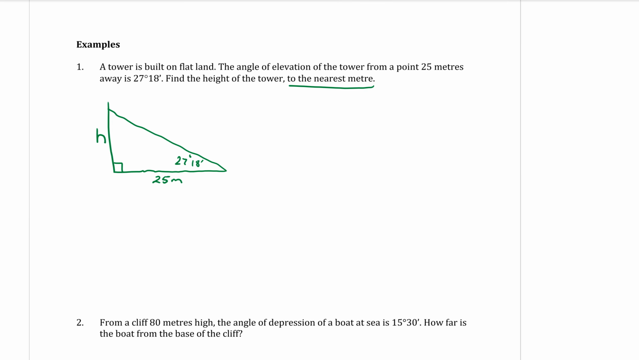So these are all SOHCAHTOA questions. So you can write that at the top here. SOHCAHTOA. I have the opposite and the adjacent side, so I'll be using tan. Tan theta equals opposite over adjacent is the formula. Subbing into that, I have tan 27 degrees 18 minutes equals, the opposite is H and the adjacent is 25.